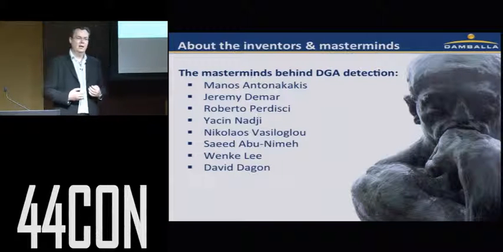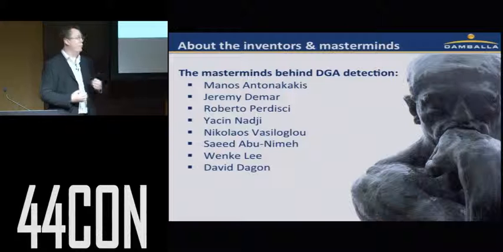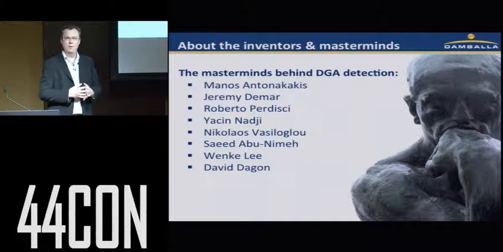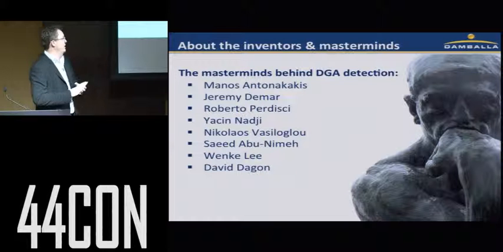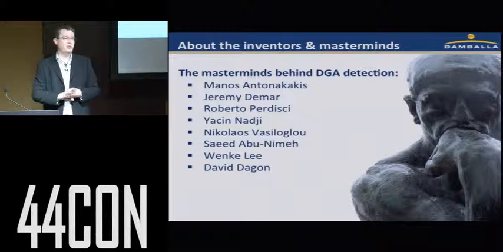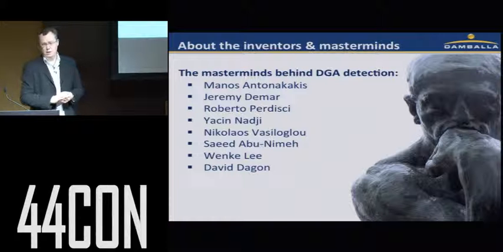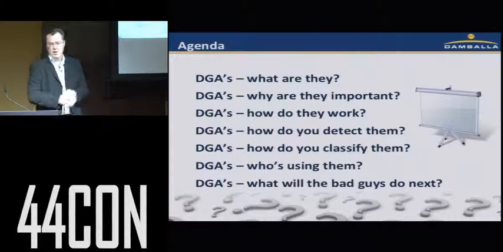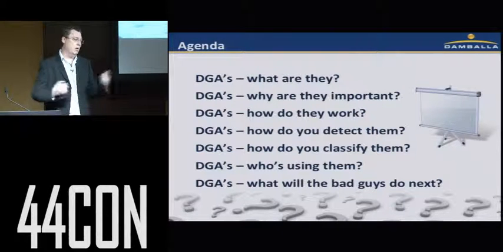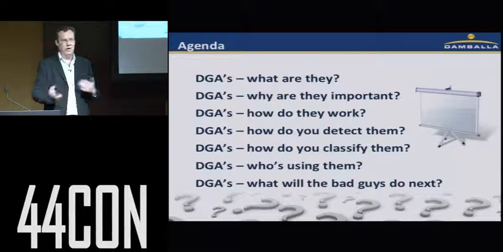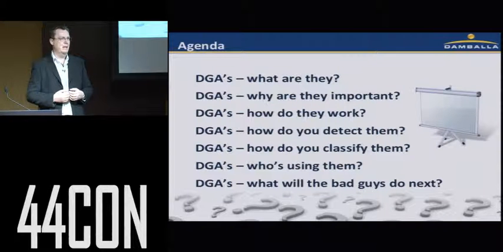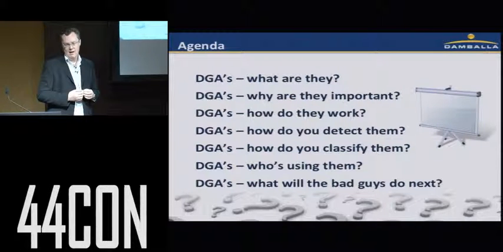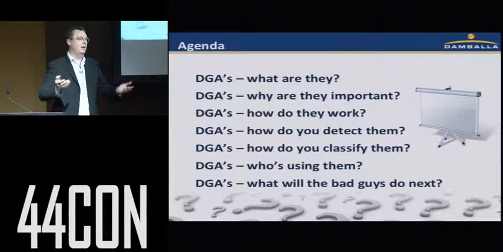A lot of this work here is done by Georgia Tech University, and a lot of these folks here have been working in the area for quite some time, mostly in machine learning and learning systems. So generally, the agenda is basically going to be, DGAs, what are they? Why are they important? What do they do? How do they work? How do you detect them? How are the bad guys using them? And what will the bad guys do next?